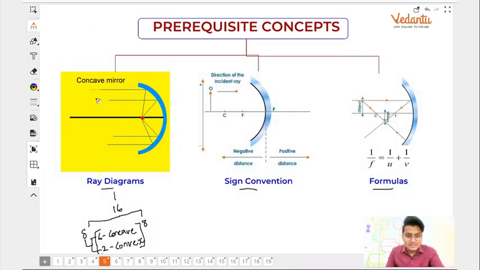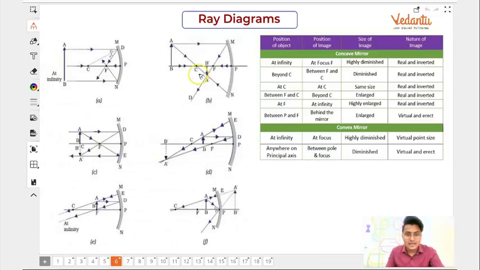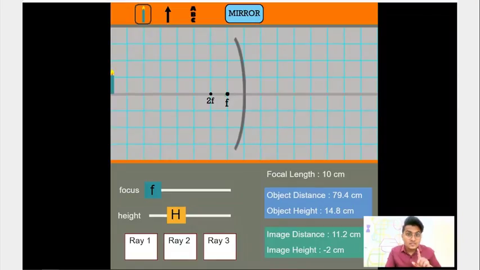So that checks out our first table here, that when the object is at infinity, the image is at focus, highly diminished, real and inverted. Okay? Now similarly, let's move forward for the second scenario, where the object is kept beyond center of curvature.